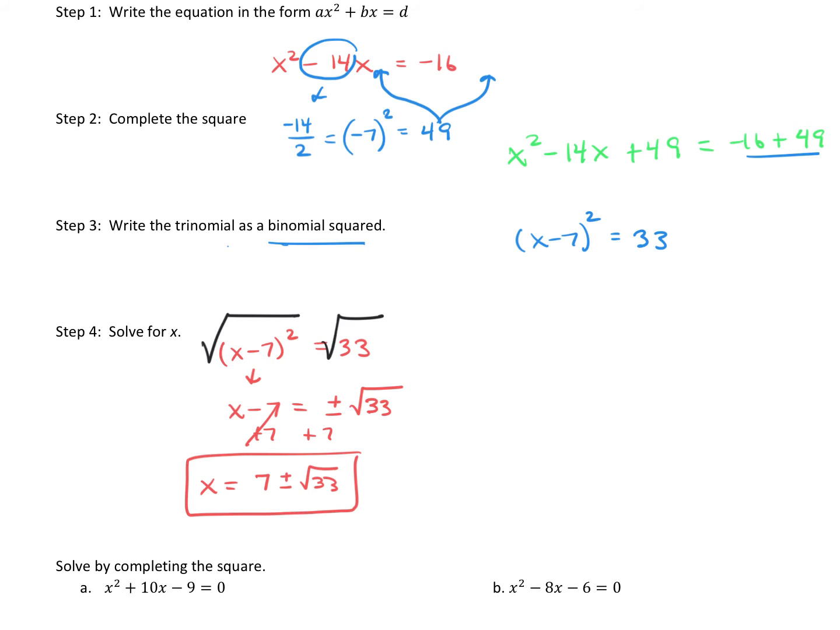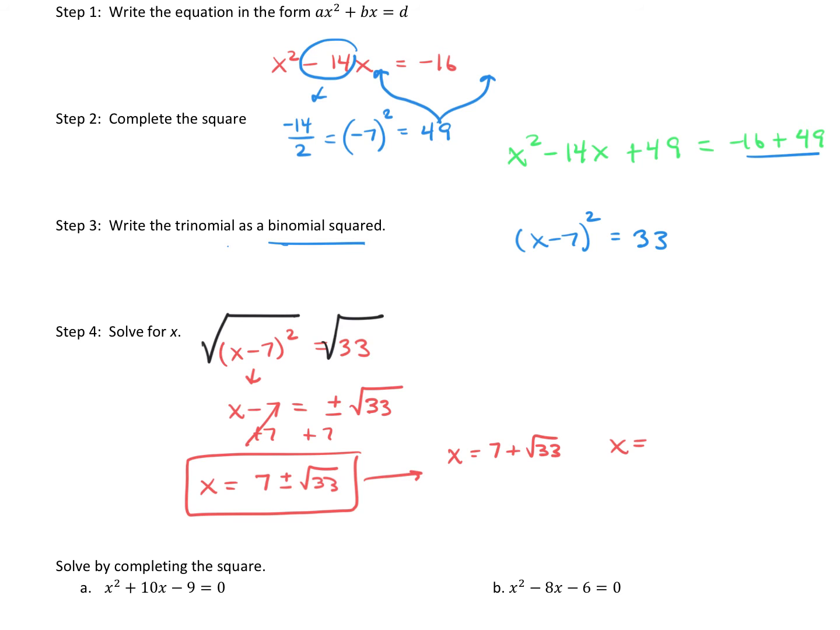And there's our solution for x. What that solution means is 2 answers. One of the answers is 7 plus root 33. We could type that into our calculator and get an answer that we would round to the nearest tenth.